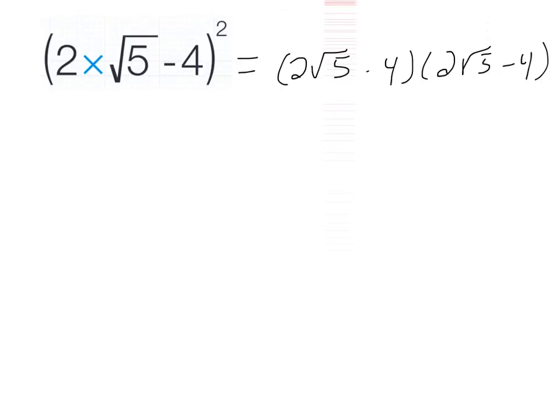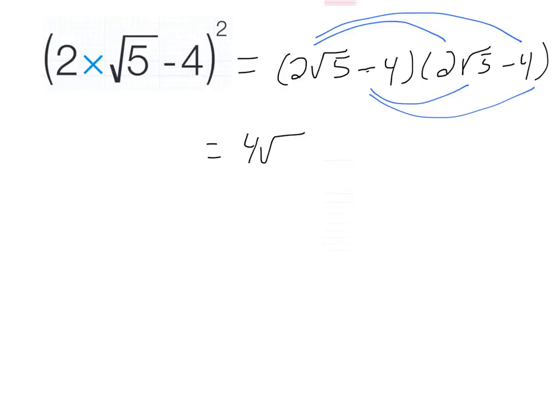And so what we have here, we have set up a multiplication by probably the FOIL process or distributive property. So what we're going to do is multiply the 2 square root of 5 times each of those, and then the negative 4 times each of those, and then we'll see what can happen. In the first problem, I get 2 square root of 5 times 2 square root of 5, which is 4 square root 25. In the second one, I have 2 square root of 5 times negative 4, which is negative 8 square root of 5.